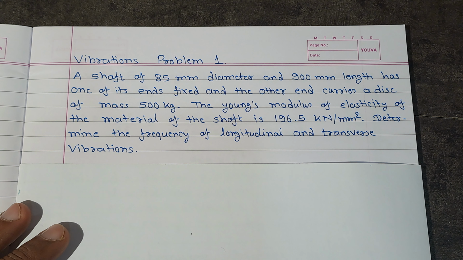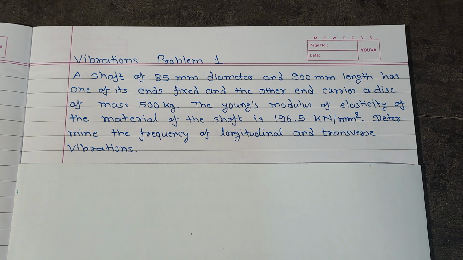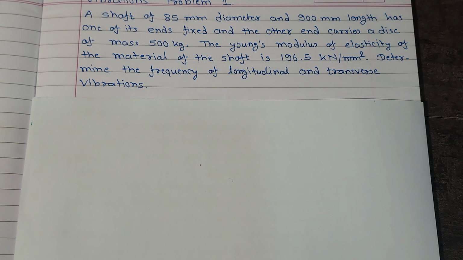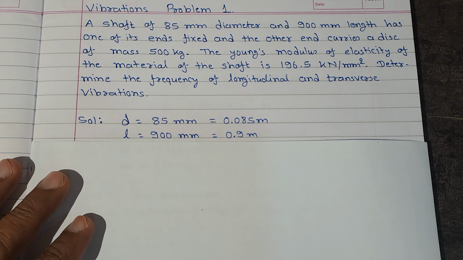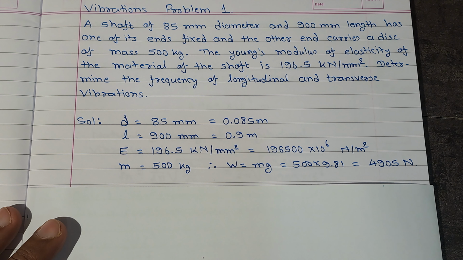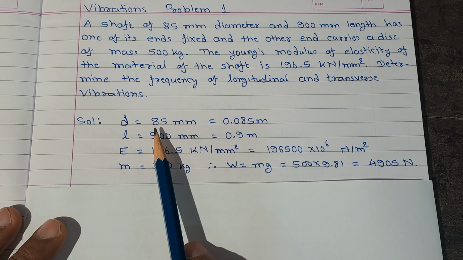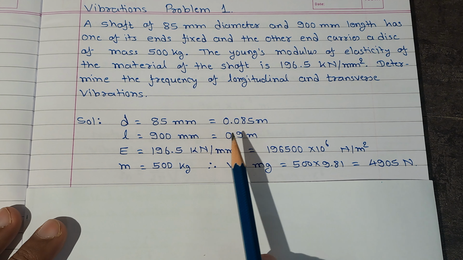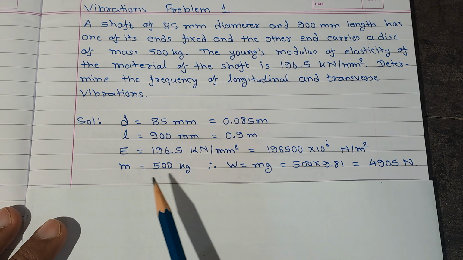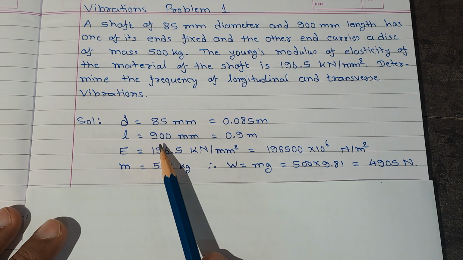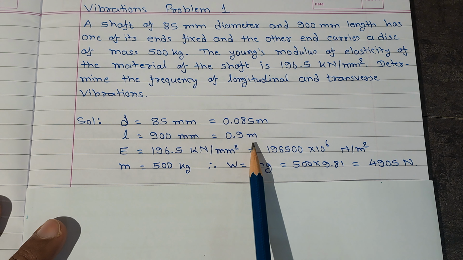Dear friends, here for the given data, we have to find out two frequencies, longitudinal frequency and transverse frequency. So there are two cases to be solved. Considering first the information given, diameter d is given as 85 millimeter, which is 0.085 meter. Length of the shaft is given as 900 millimeter, that is 0.9 meter.